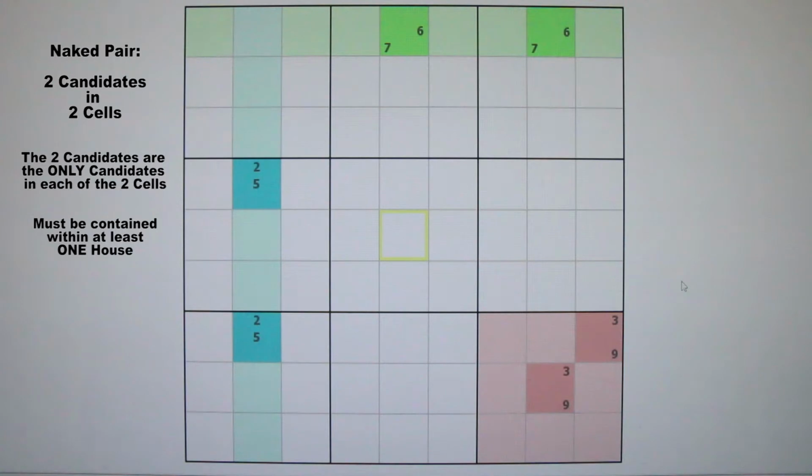Now let's think about what this means. Imagine that there are other candidates in the other 7 cells in row 1. But I just want you to focus on the two cells that contain the 7 and the 6, and the 7 and the 6.